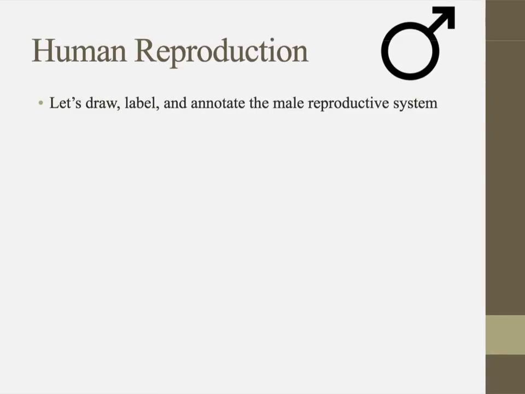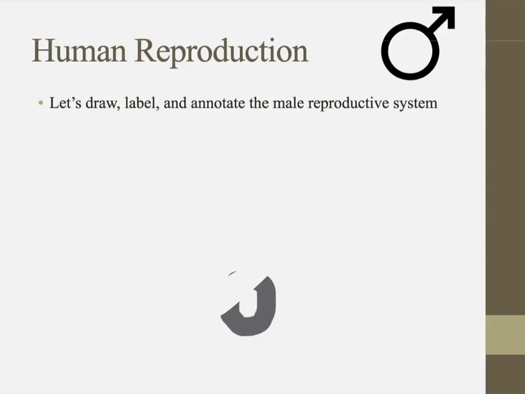All right, next we're going to be drawing, labeling, and annotating the male reproductive system. It's a good idea to make this drawing about a third of the space that I've given you so that you have room for annotations in a little bit. I'm going to draw the male reproductive system from the side view. It's a little bit easier from the side. And I'm going to start with the testes.